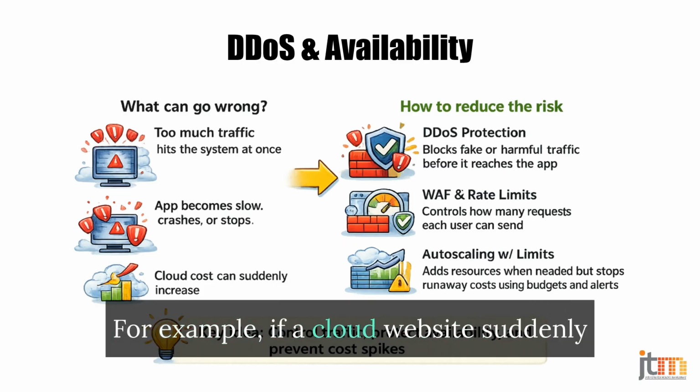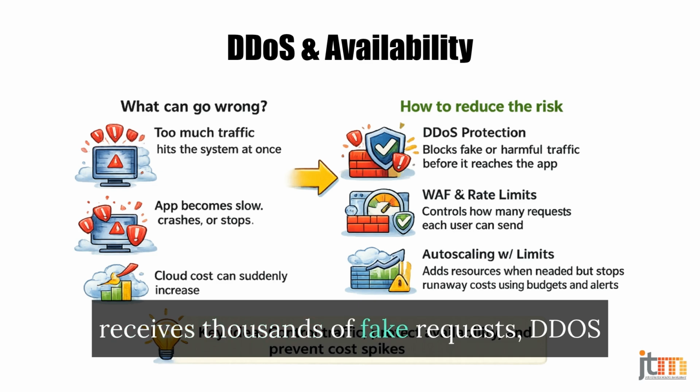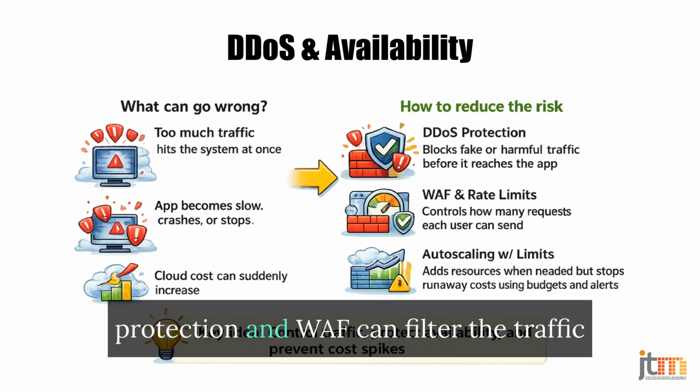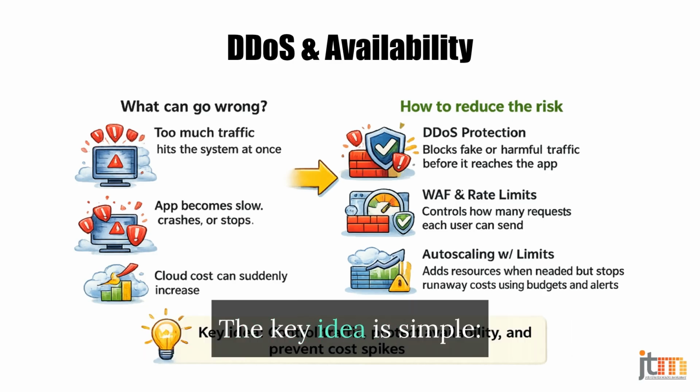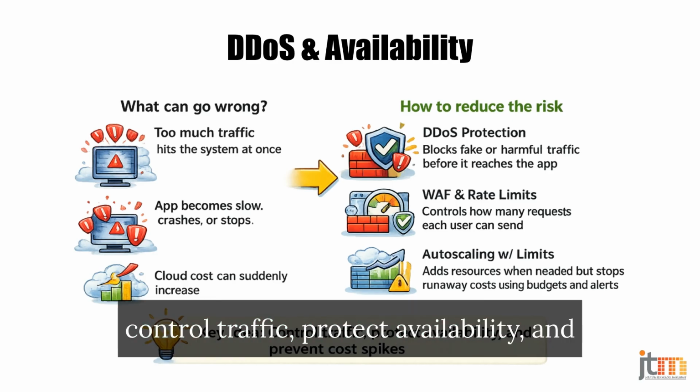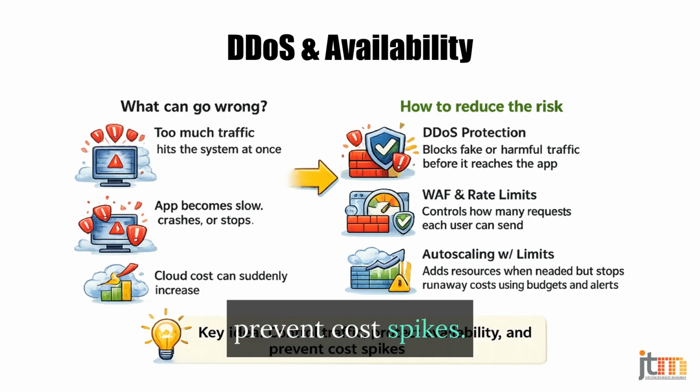For example, if a cloud website suddenly receives thousands of fake requests, DDoS protection and WAF can filter the traffic while autoscaling keeps the website running. The key idea is simple: control traffic, protect availability, and prevent cost spikes.